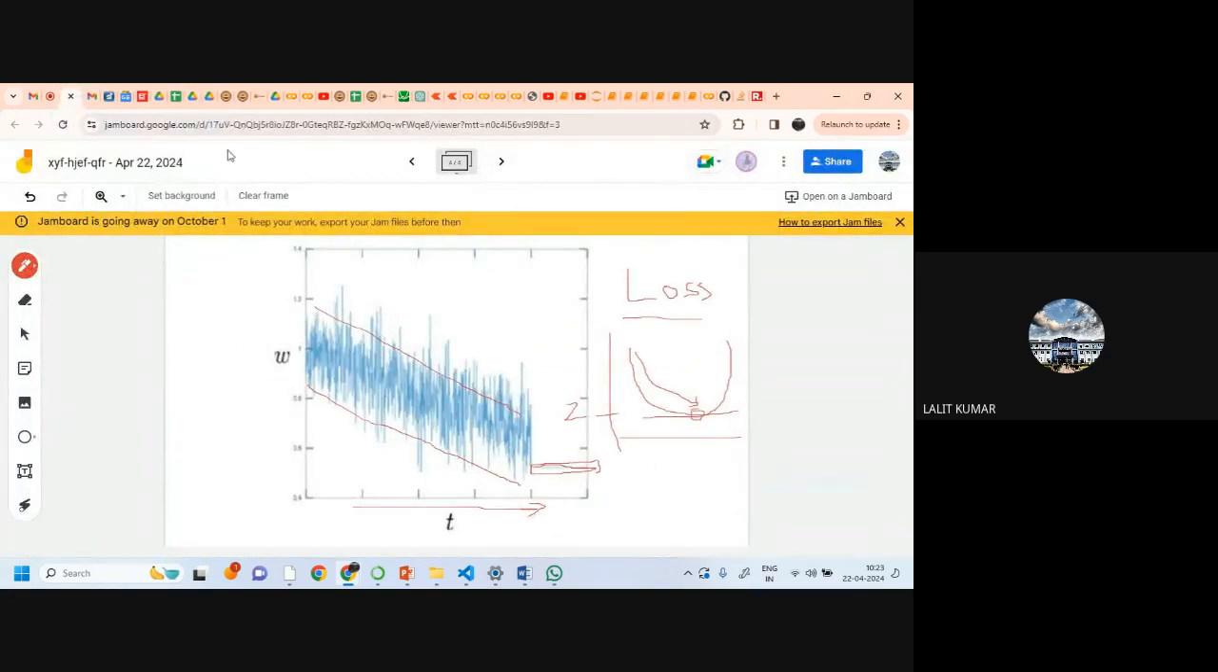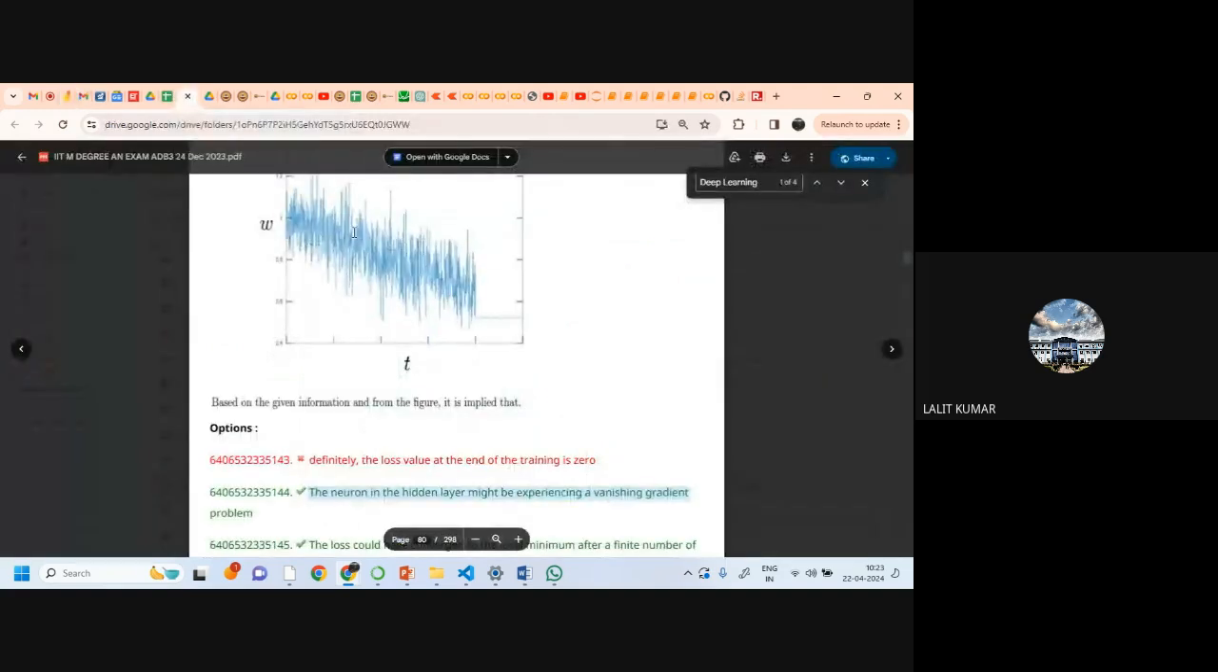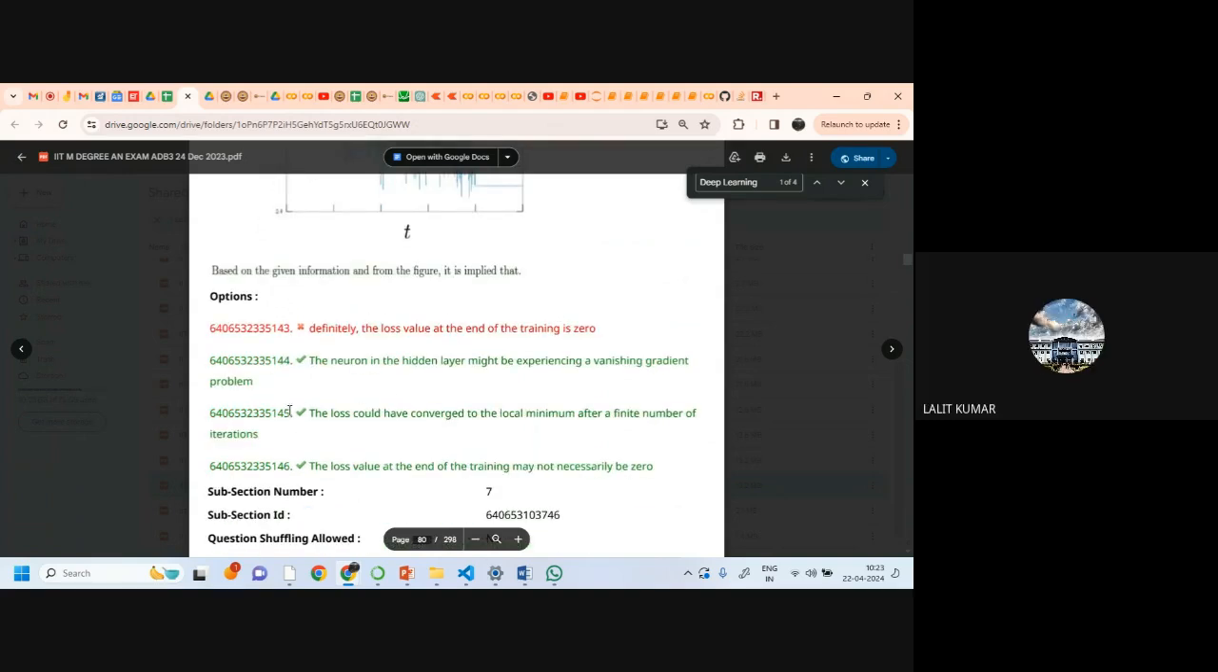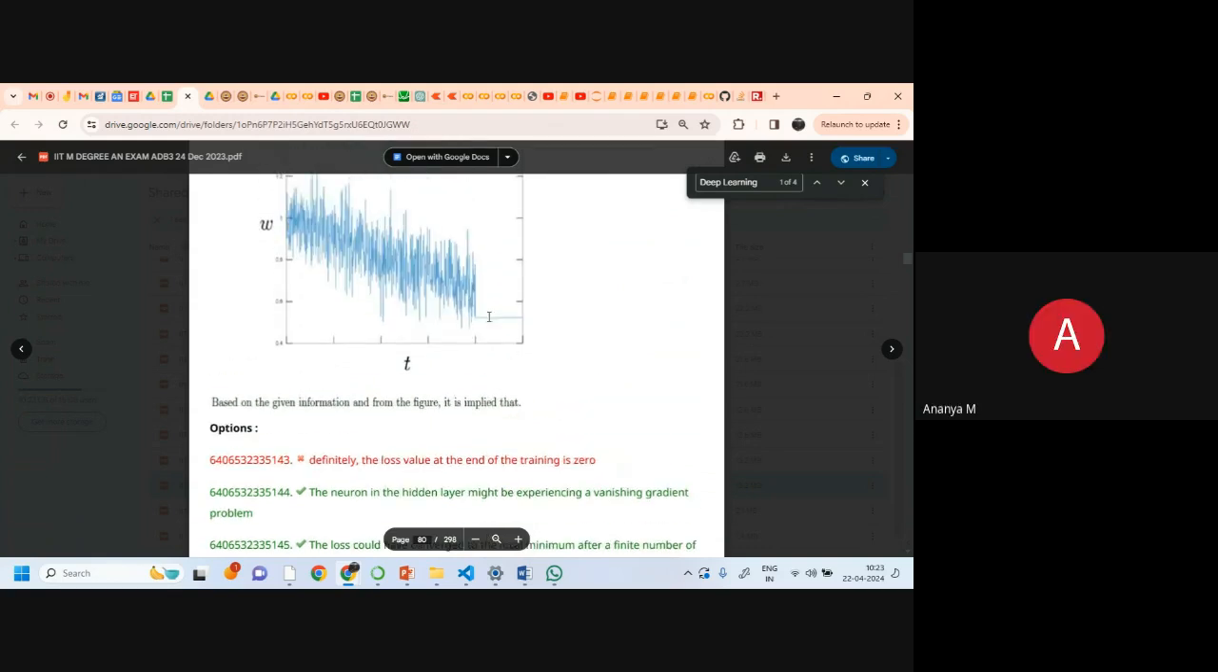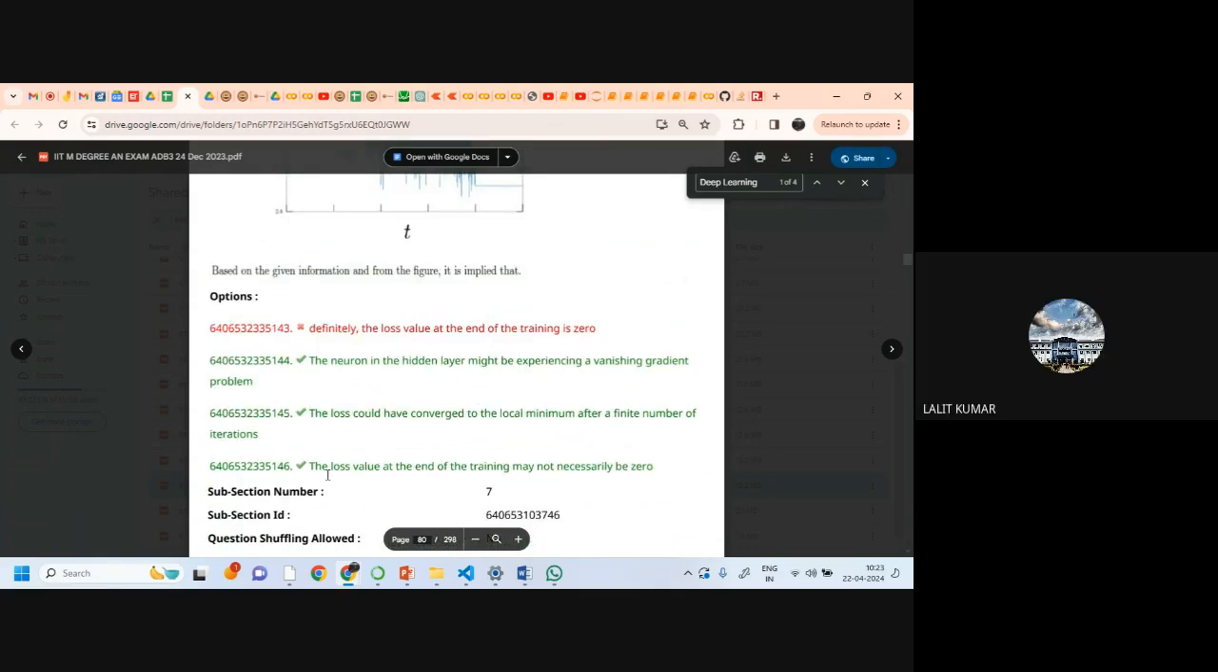In the ReLU function, we were taught that if the neurons are zero, then the loss does not flow back. In that case also, some weight vector will not get updated. So that condition also applies here. The loss could have converged to a local minimum after a finite number of iterations, which we have seen. The loss value at the end of training may not necessarily be zero. It might be a local minimum, it can be any number.